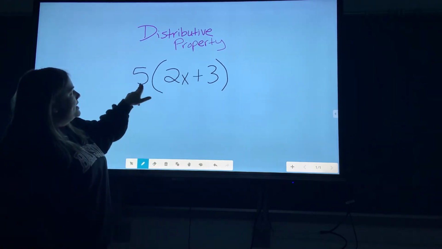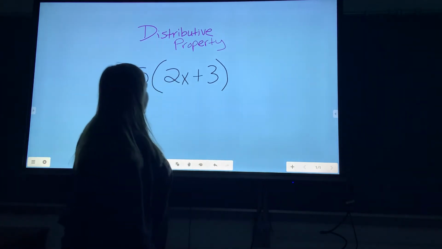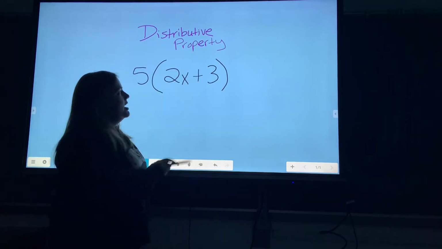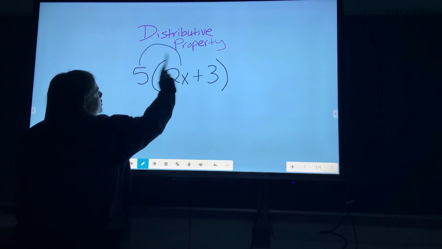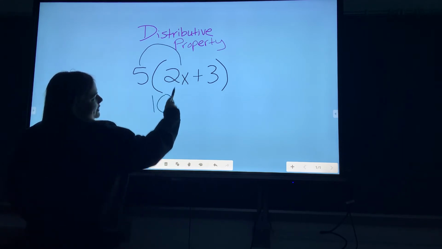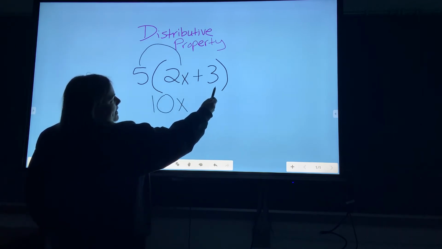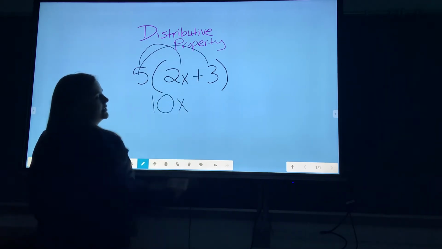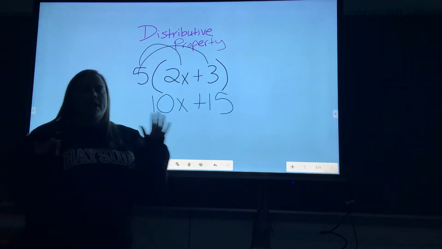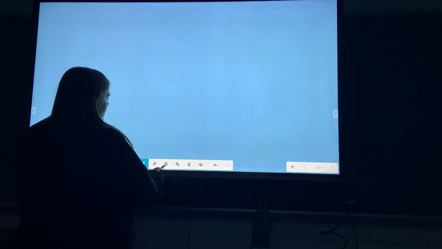So the rule here is you take whatever's outside and you distribute to everything on the inside. So you take this 5, and parentheses mean multiplication. So 5 you're gonna distribute to this 2x. So you're gonna do 5 times 2 gives me 10 and attach that x to it. So 10x. And then we also have this positive 3 back here. So 5 times positive 3 gives me a plus 15. And this was just an expression, not an equation, so I don't solve anything. That's that.